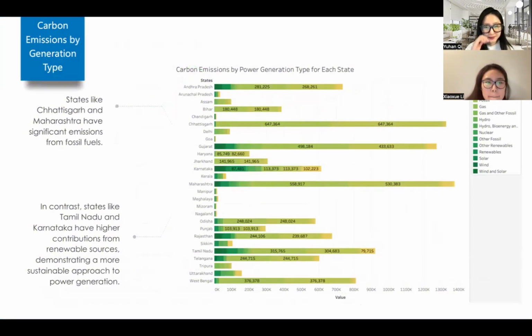This is for Xiaoxue. Moving on, let's examine the carbon emissions by power generation type for each state. This bar chart illustrates the contribution of different power generation types to the total carbon emissions in each state. States like Chhattisgarh and Maharashtra have significant emissions from fossil fuel. In contrast, states like Tamil Nadu and Karnataka have a higher contribution from renewable sources, demonstrating a more sustainable approach to power generation. Next page, please.